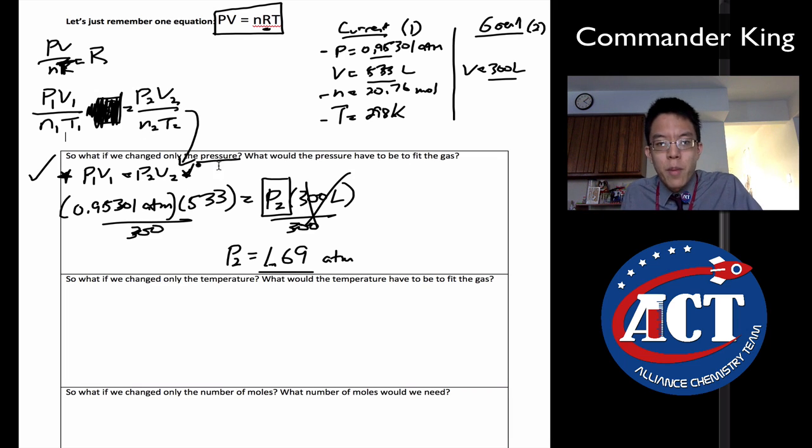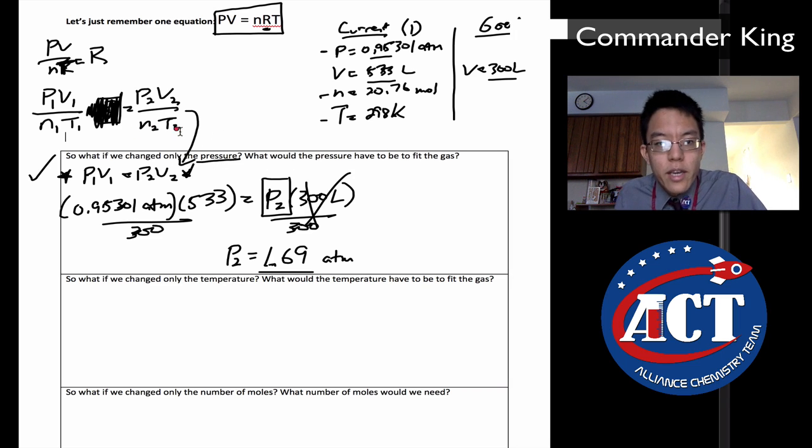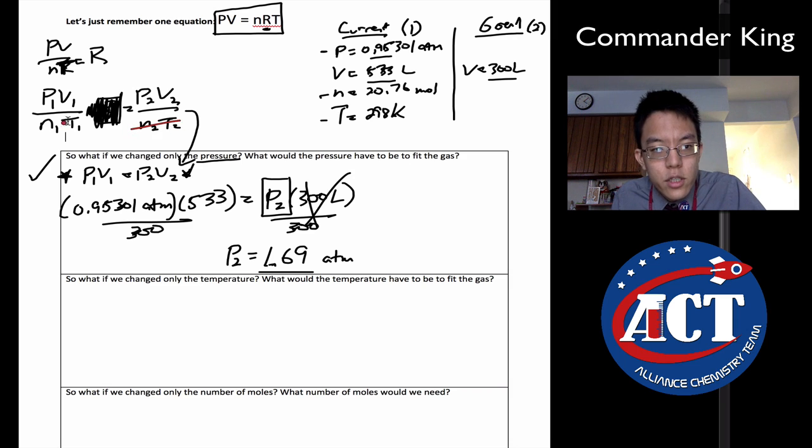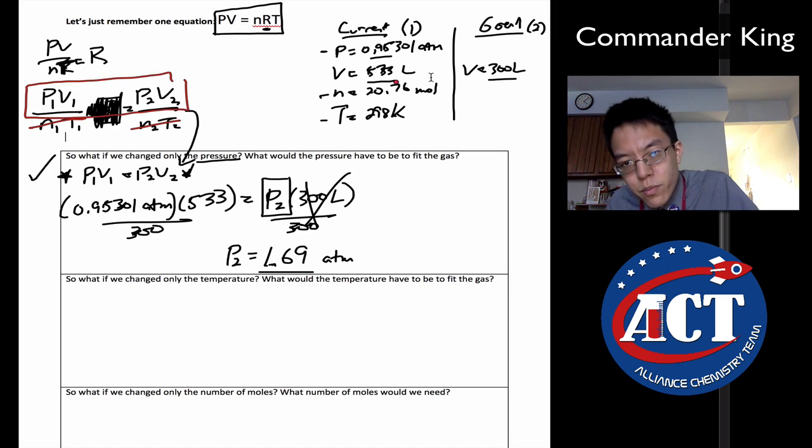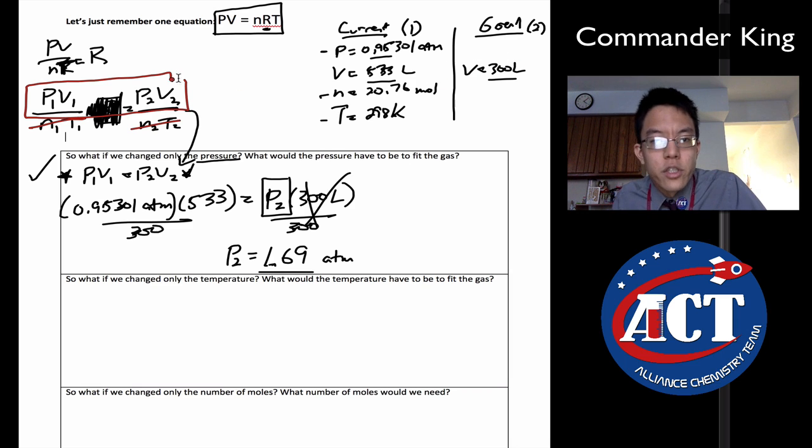Well, in this one, I'm only changing the pressure. I'm not changing the moles. I'm not changing my temperature. So what I can actually do to get there is cross these out. And what you see is, okay, if I want to change the volume to get to 300, and I want to change the pressure to do so, this is the equation that I need. So I took this, combined everything and made it into that, and now I've got that equation and I can plug it in.